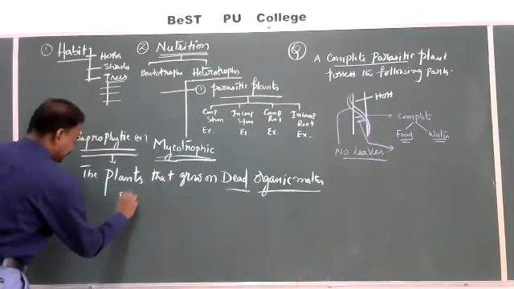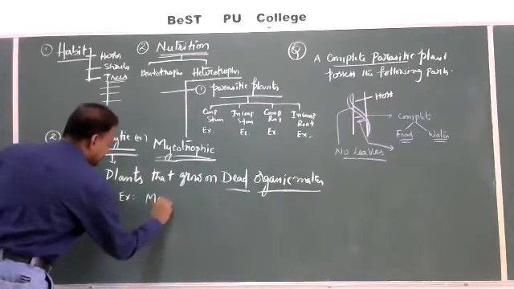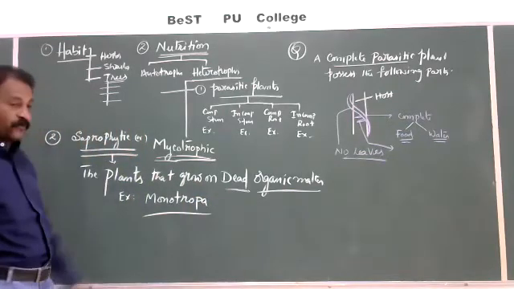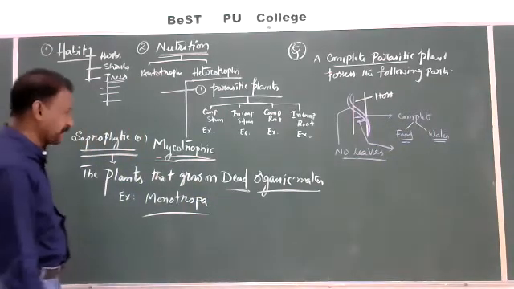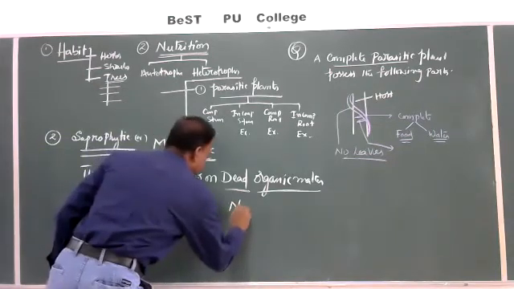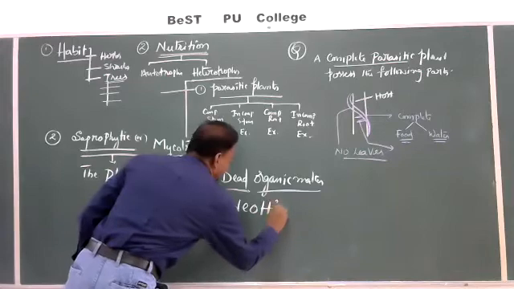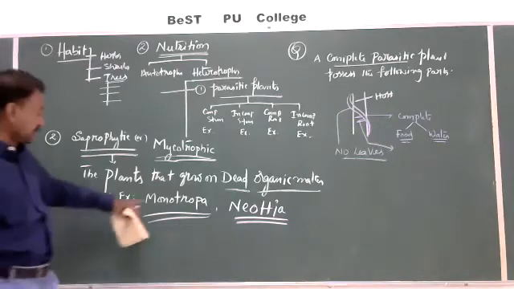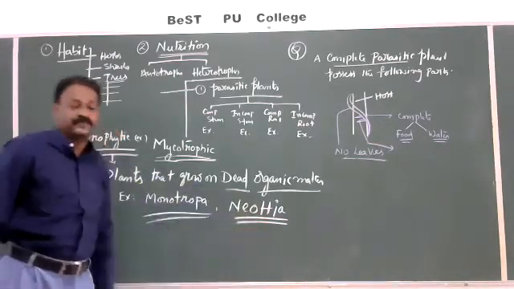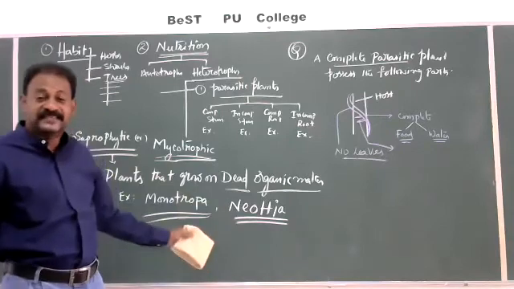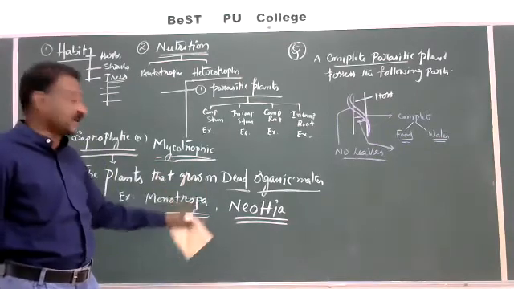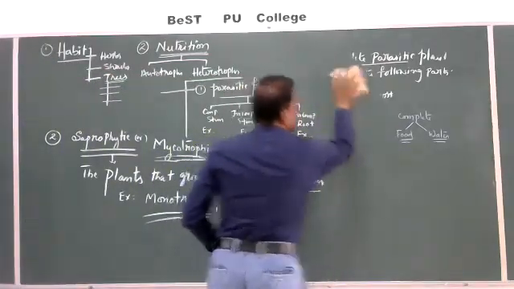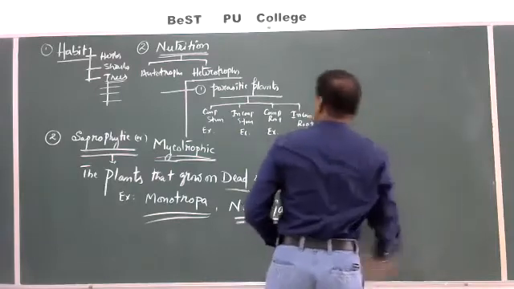Examples: monotropa, neottia. These are the plants which are considered as saprophytic plants that grow on dead organic matter. Symbiotic plants, third one.